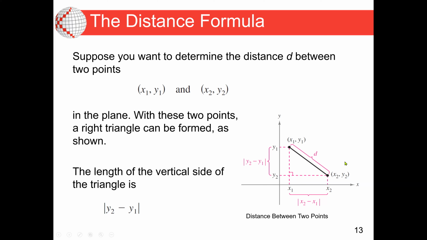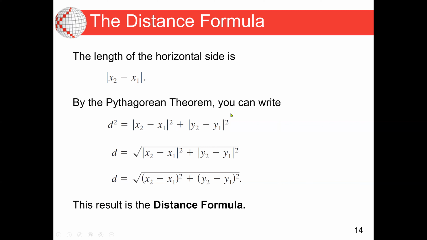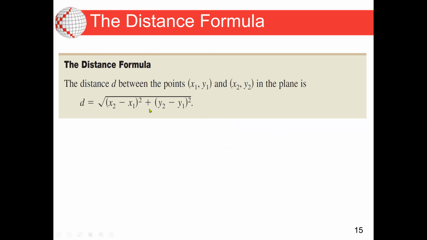So let's see our example. As we said, d squared gives us x2 minus x1 squared plus y2 minus y1 squared. This is using the Pythagorean theorem. So d gives us the square root of the values. So now we know the distance formula between any 2 points, if it's a linear straight line: it's always x2 minus x1 all squared plus y2 minus y1 all squared, the square root of it.